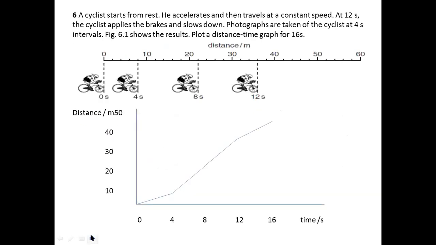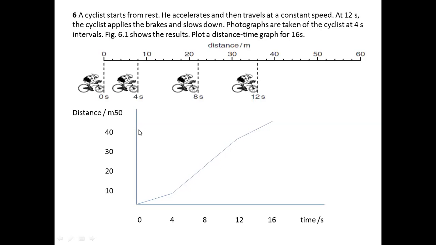Next question. A cyclist starts from rest, accelerates and then travels at a constant speed. At 12 seconds, the cyclist applies the brakes and slows down. Photographs are taken of the cyclist at 4 second intervals. The figure shows the result. Plot a distance-time graph for 16 seconds. So we have to plot a distance-time graph.